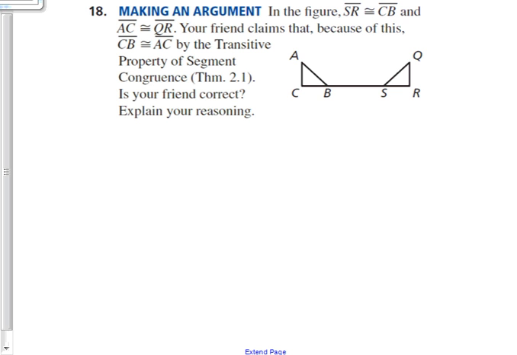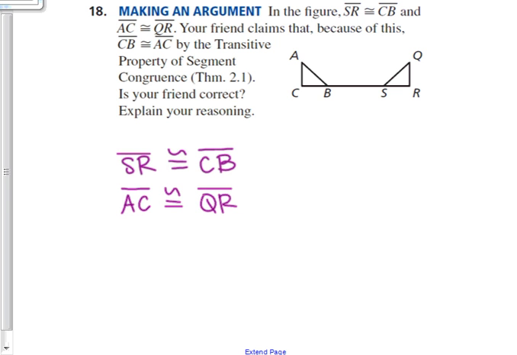We know that segment SR is congruent to segment CB. We also know that segment AC is congruent to segment QR. All right. Well, in order to use the transitive property, we need at least one thing in common. So here we have segment SR, segment CB, segment AC, and segment QR.